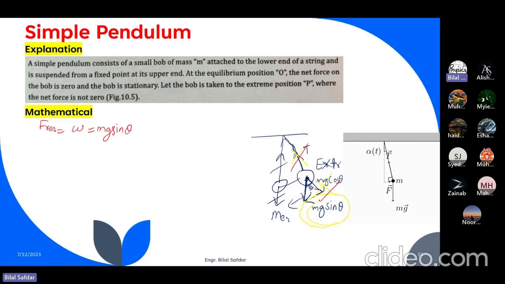And as we already said, if the motion is toward the mean position, then we have to use a negative sign here. That's why we use a minus mg sin theta. No, sir, no confusion. Yes, sir, got it. Okay, we have to know m, and g is 9.8 or 10, and sin theta is unknown.